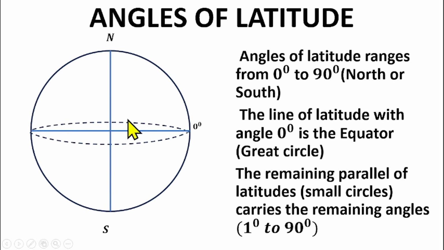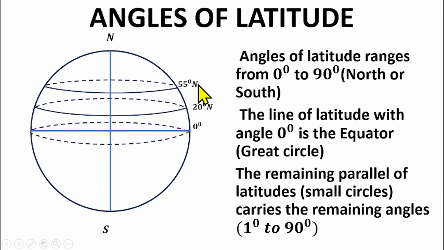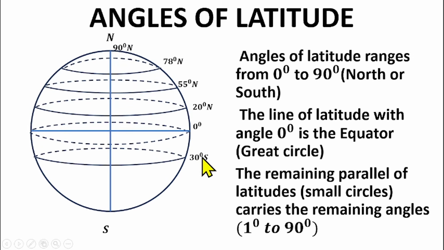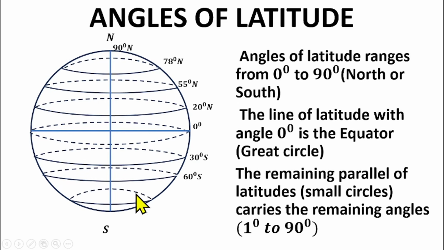Then also you can draw another line of latitude here, and that means this side is going to the north. So if I need, maybe, angle 30 degrees north, that should be another line of latitude. I can draw a line of latitude here and give it angle 20 degrees north. I can draw another line of latitude, angle 55 degrees north. I can draw another line of latitude and call this one 78 degrees north, and the highest one will be 90 degrees to the north. Then I can draw another line of latitude to the south, and you can label it 30 degrees south. Another line of latitude, 60 degrees south. Another line of latitude, I can call this one 80 degrees south, and the highest will be 90 degrees south as well.